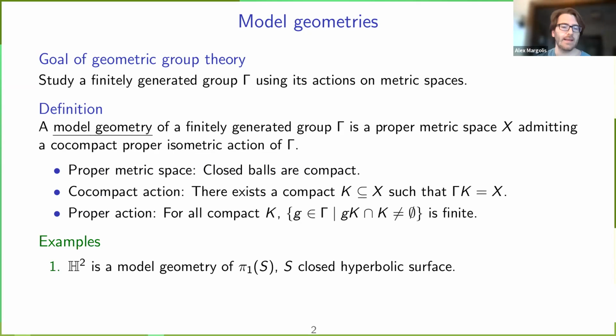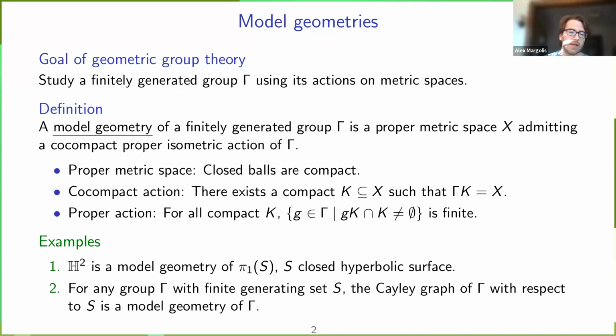Okay, and some key examples to think about. If we have a closed hyperbolic surface, then the hyperbolic plane is a model geometry of the fundamental group of that surface. And another example is very general. If we have any finitely generated group with finite generating set S, and we take the Cayley graph with respect to that finite generating set, then we again get a model geometry. So any Cayley graph can be a model geometry, and the hyperbolic plane and more general symmetric spaces as well.